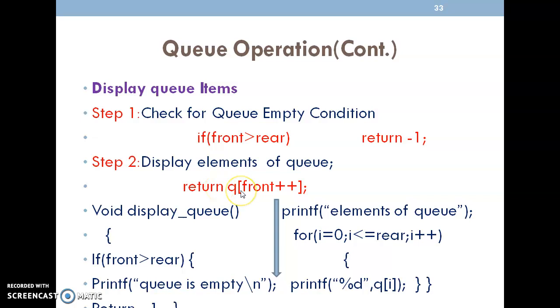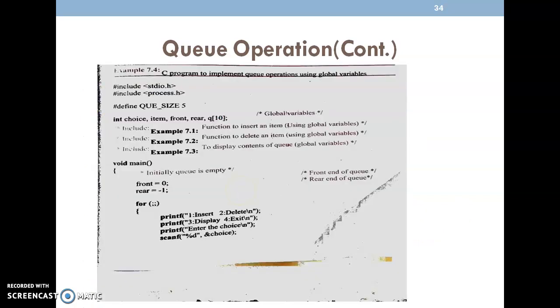Okay. This is how the queue operations are performed. Now, including all three, insert, delete, and display, we can write one function that is called the main function. Here, for(;;) indicates that it is always true. I can say that front equals 0, rear equals -1. If front is greater than rear, at that time the queue is empty. So front is 0, rear is -1, which means front is greater than rear. At that time, the queue is empty.